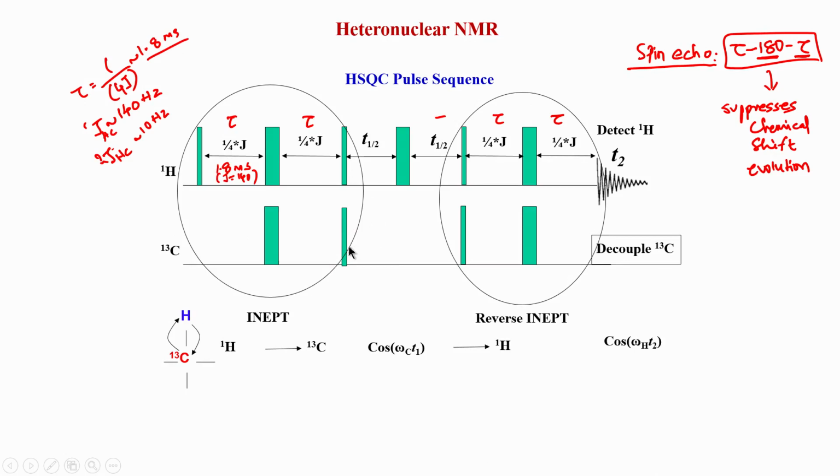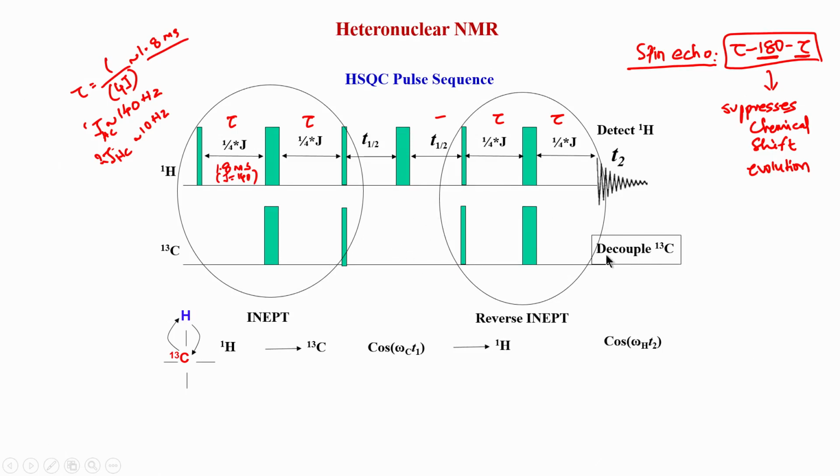Once you transfer the polarization to carbon from proton, the carbon is now excited and the carbon chemical shift evolves during this period. This evolution is shown here as cosine omega C into T1. You can see this period T1 is divided into 2 parts, half on this side, half on that side, and in the center there is a 180 degree pulse on proton. And what is the function of this 180 degree pulse? The 180 degree pulse here is there so that the proton is decoupled from carbon.